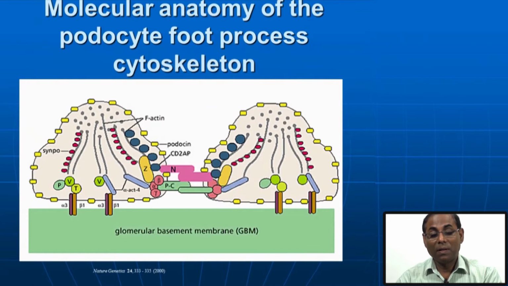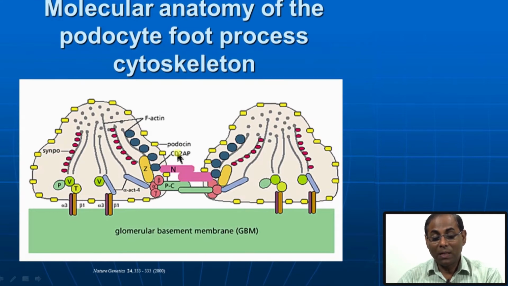The molecular anatomy of the podocyte foot process cytoskeleton. As you can see here, there are structural components of the foot processes, mainly F-actin and synaptopodin, but the more important proteins are those which maintain the slit pore membrane structure. So, they are nephrin, podocin, CD2AP.